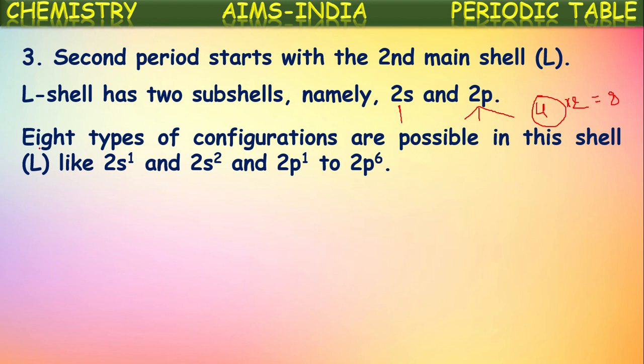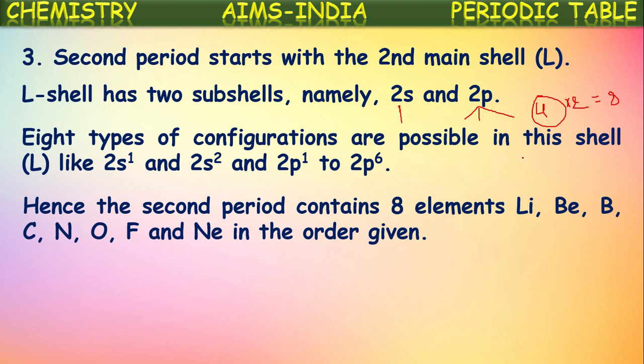Now let us see how it is. 8 types of configurations are possible in the L shell, from 2s1, 2s2 and 2p1 to 2p6. Totally 8 configurations are possible in the L shell. That is why 8 elements are there in the second period. What are those 8 elements? Lithium, beryllium, boron, carbon, nitrogen, oxygen, fluorine and neon, in the order they are given.